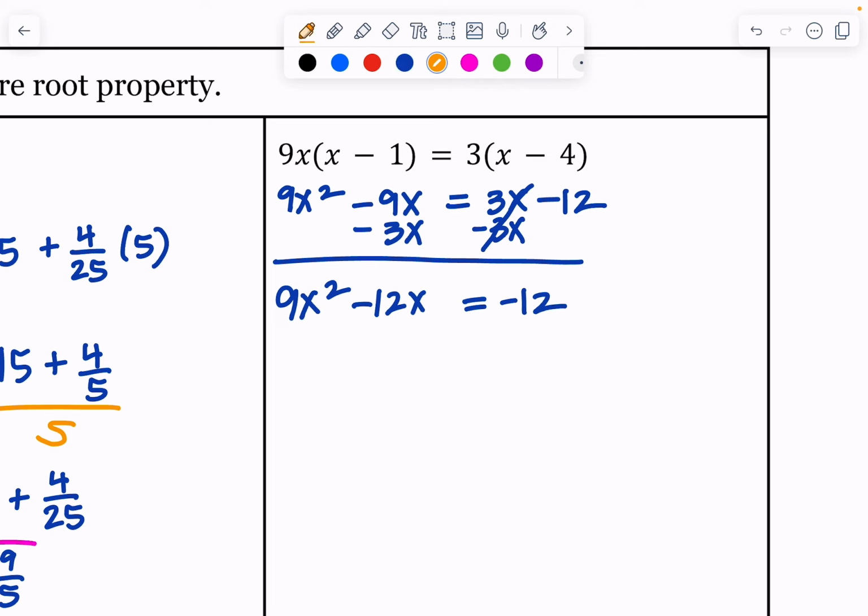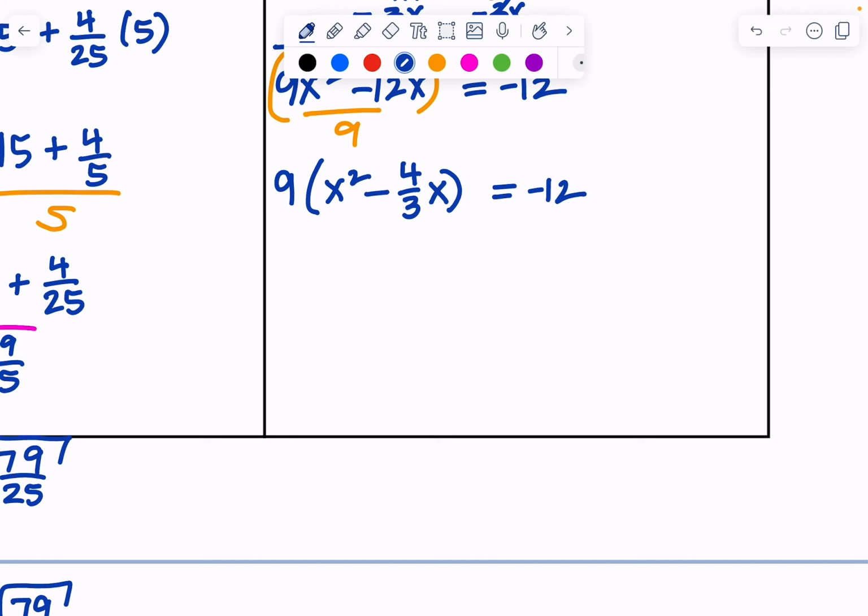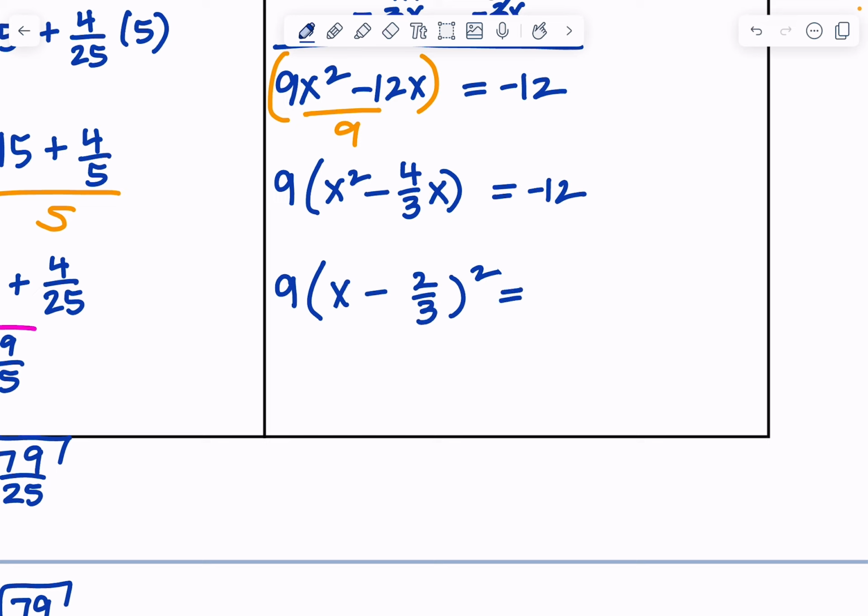We want to make our left side into a perfect square. But we do need to take care of that 9 first. So I'm going to divide out the 9. So I'm going to have 9 times x squared minus 12 over 9 simplified would be 4/3. And that equals negative 12 still. And then if we want to make that into a perfect square, we're going to have 9 times something squared. And that's going to be 4/3 divided by 2 would be 2/3. When I square it, it becomes plus 4/9. But notice here we are multiplying by this 9 out here as well.